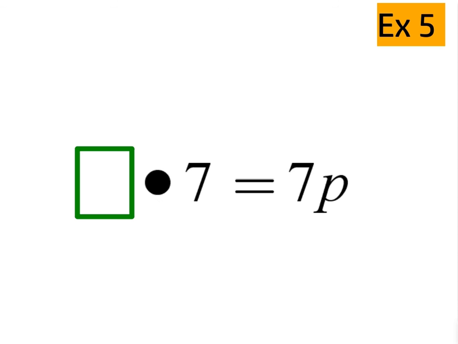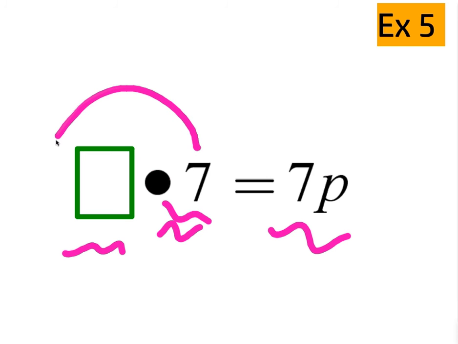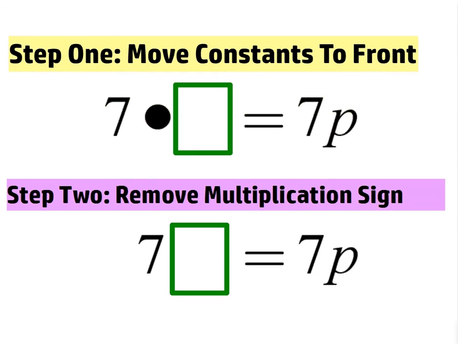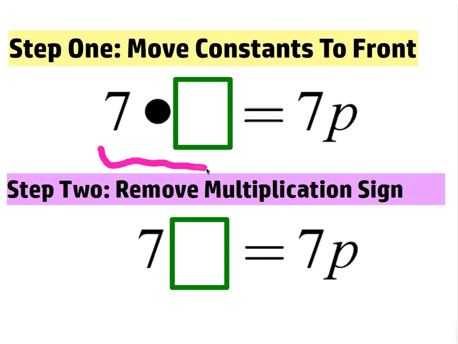Okay. What number times 7 gives you 7p? And this is a lot like the last one, right? Except we know this is a constant, so we can go ahead and move it out front. And let's do that. Okay, let's try that. So 7 times what gives you 7p?